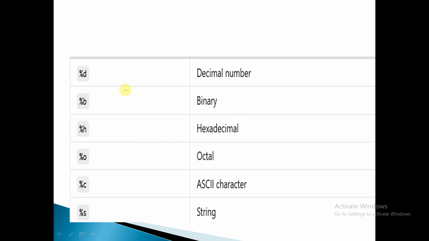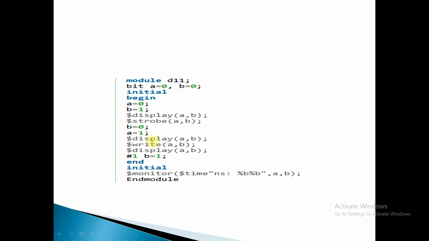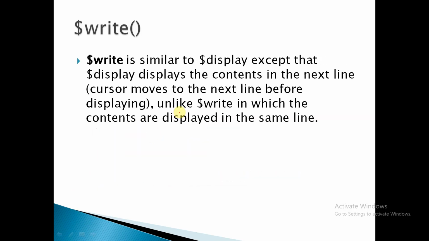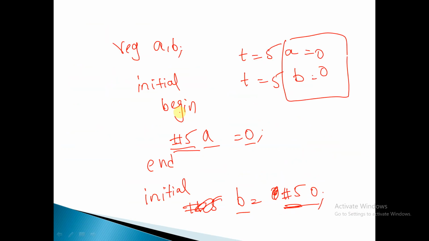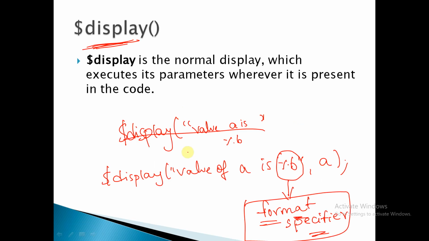Yeah, so these are my format specifiers. For printing a decimal number, you use the format specifier %d, for binary it is %b, hexadecimal %h, %o is for octal, %c is for ASCII character, and %s is for strings. So if you want to display any particular variable, you can choose the format specifier according to your requirement and display your variables.